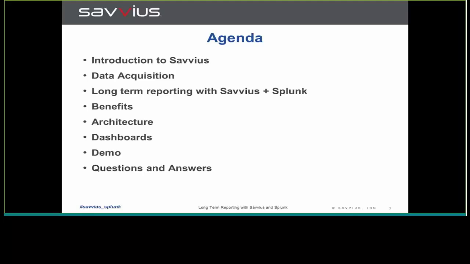So the first thing I'm going to do is give you a little introduction to Savvius. Kind of just took care of that. And next we're going to talk about data acquisition, because that is the key to being able to get data into Splunk. And I'll show you and talk a little bit about the different ways to set up your Omni appliances or your Omni engines for Windows such that you can get that data into Splunk. Then we're going to talk about the long-term reporting with Splunk, some of the benefits, talk about some of the architectures, show you a few of the dashboards, and then we'll go right into the demo and we'll open it up for questions and answers.